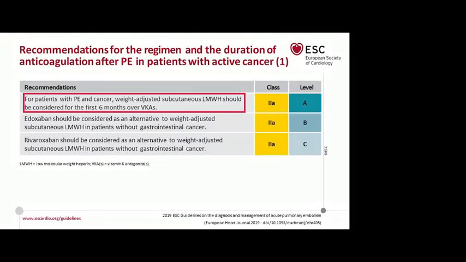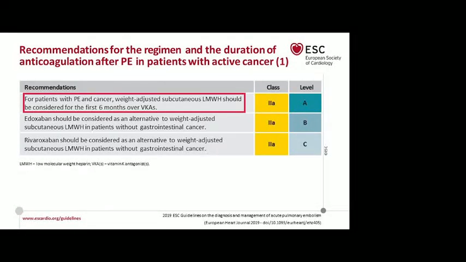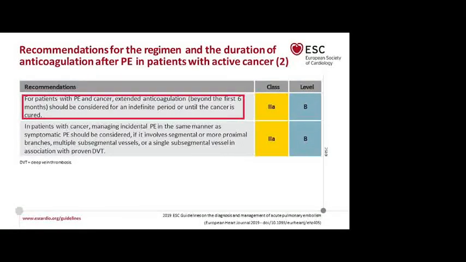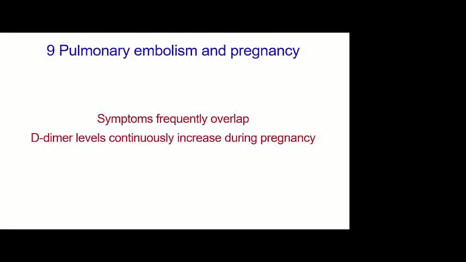So with a patient with active cancer and pulmonary embolism, we have to think about anticoagulation. Low molecular weight heparin should be considered for the first 6 months over warfarin. Then it should be continued beyond 6 months, or for an indefinite period until the cancer is cured.